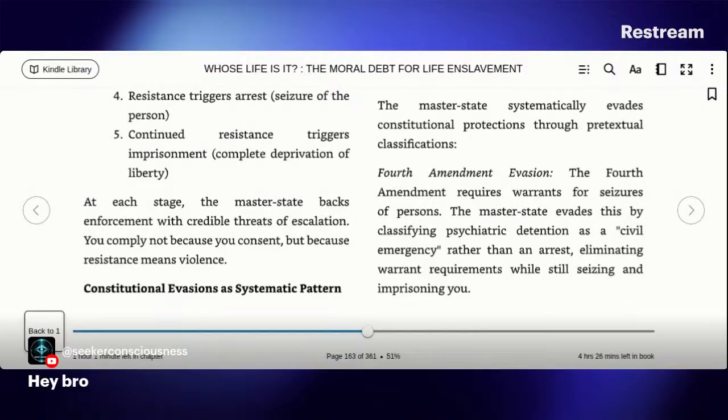The master state systematically evades constitutional protections through pretextual classification. Fourth Amendment evasion. The Fourth Amendment requires warrants for seizures of persons. The master state evades this by classifying psychiatric detention as a civil emergency rather than an arrest, eliminating warrant requirements while still seizing and imprisoning you.